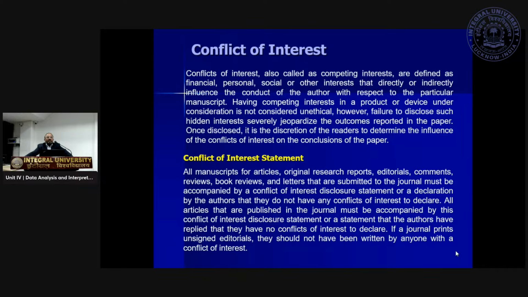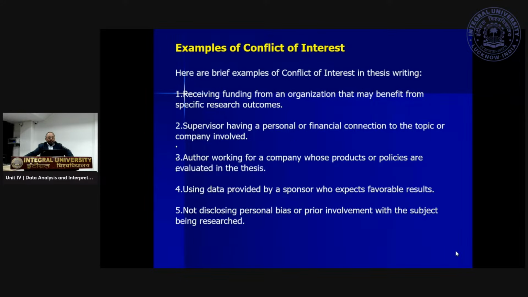Personal, financial, or institutional conflicts of interest may also be there. So these are the conflicts of interest which have to be signed. Here are some examples of conflict of interest.